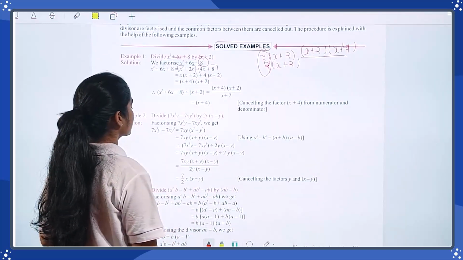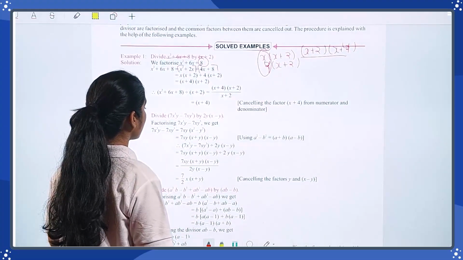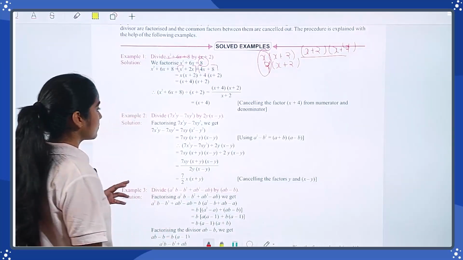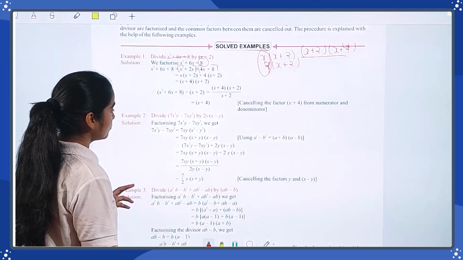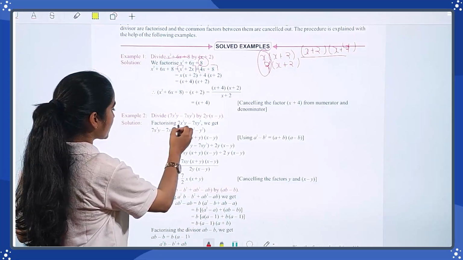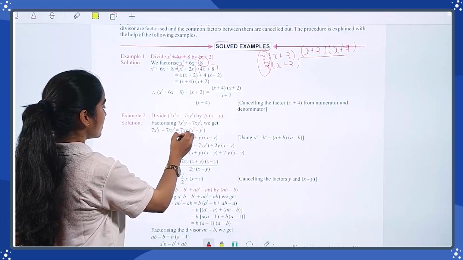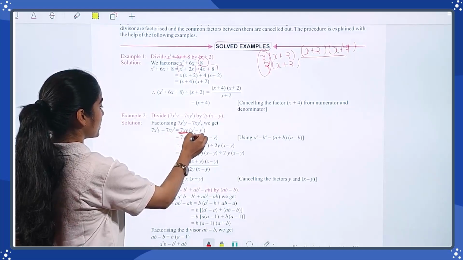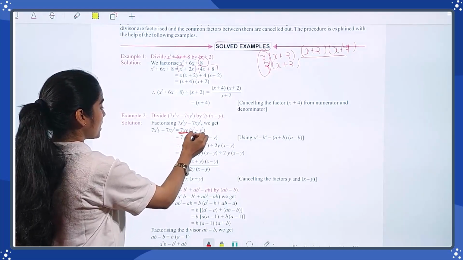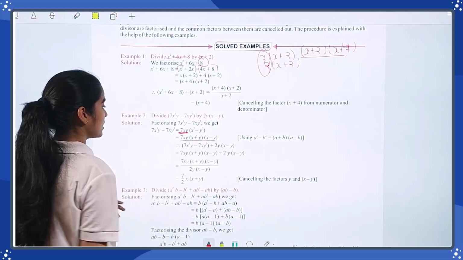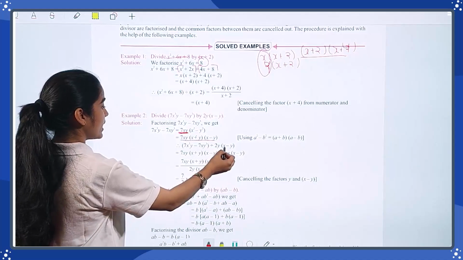Now divide 7x cube y minus 7xy cube by 2yx minus y. In this case, first we have to simplify it. So factorizing 7x cube y minus 7xy cube, 7xy is common, x square minus y square. So x square minus y square is x plus y, x minus y first. This is our term. Next we have 2y, x minus y.